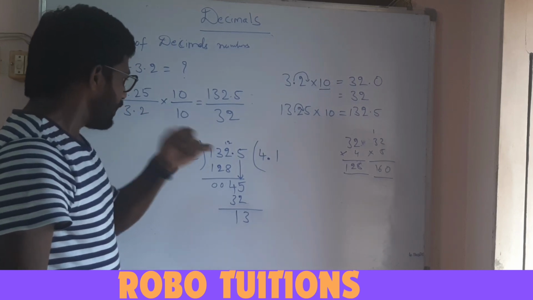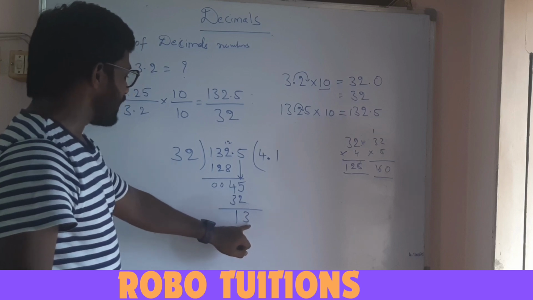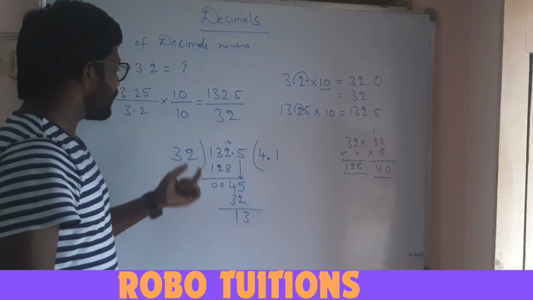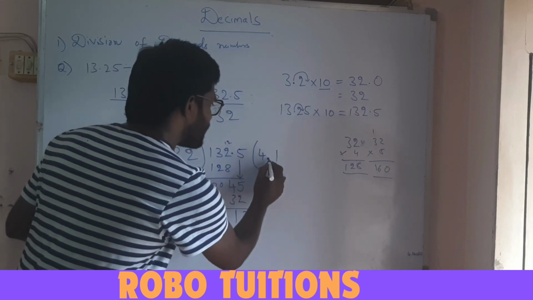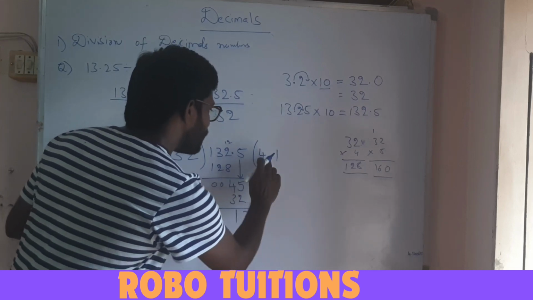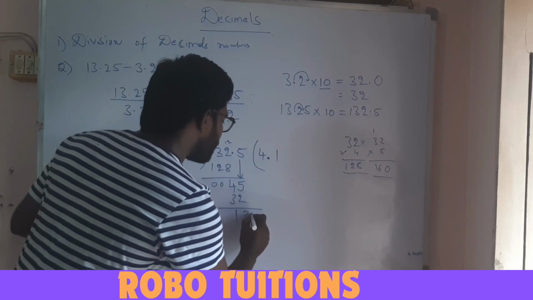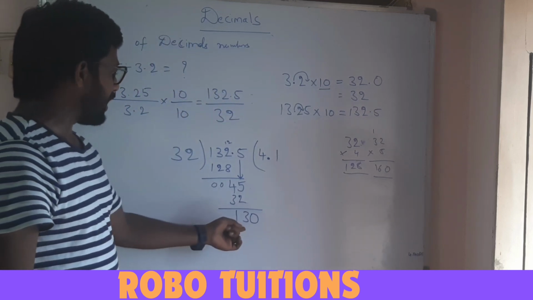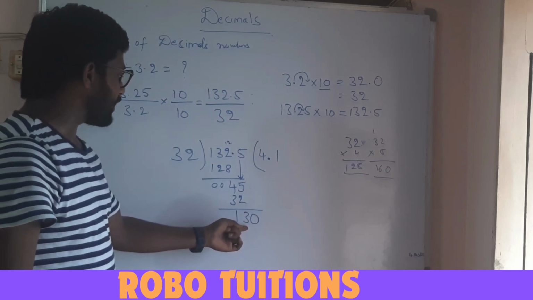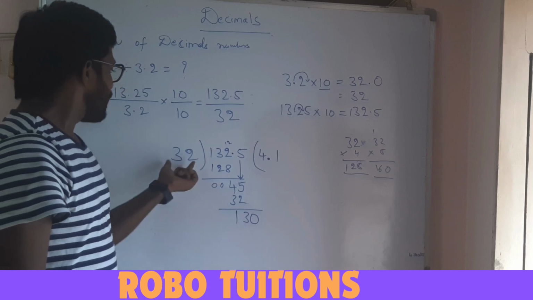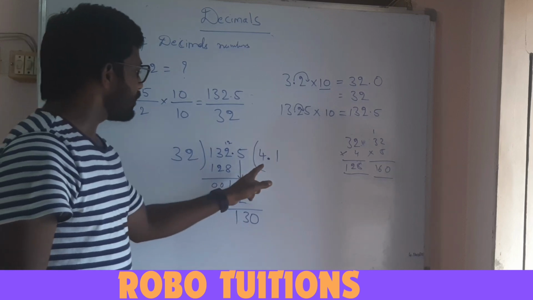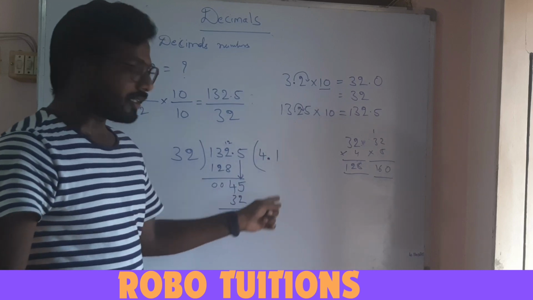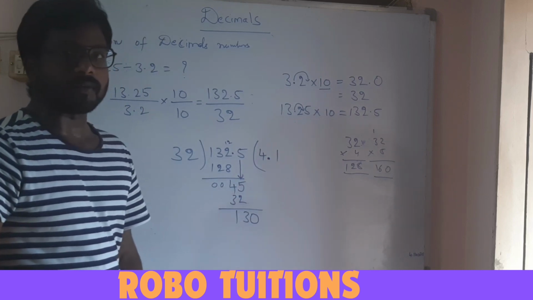So the value 13 is lesser than 32. That's why you have to put 0, because the decimal point is already there. When the remainder is less than the divisor, you just put the 0. You already have the decimal point, that's why you put the 0 here.